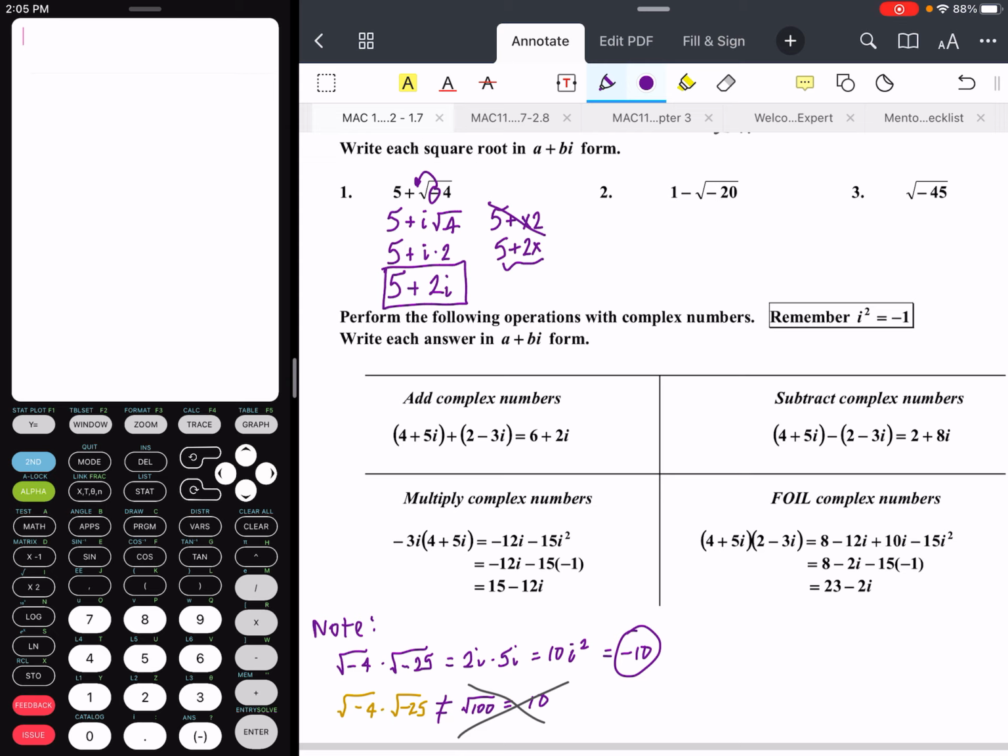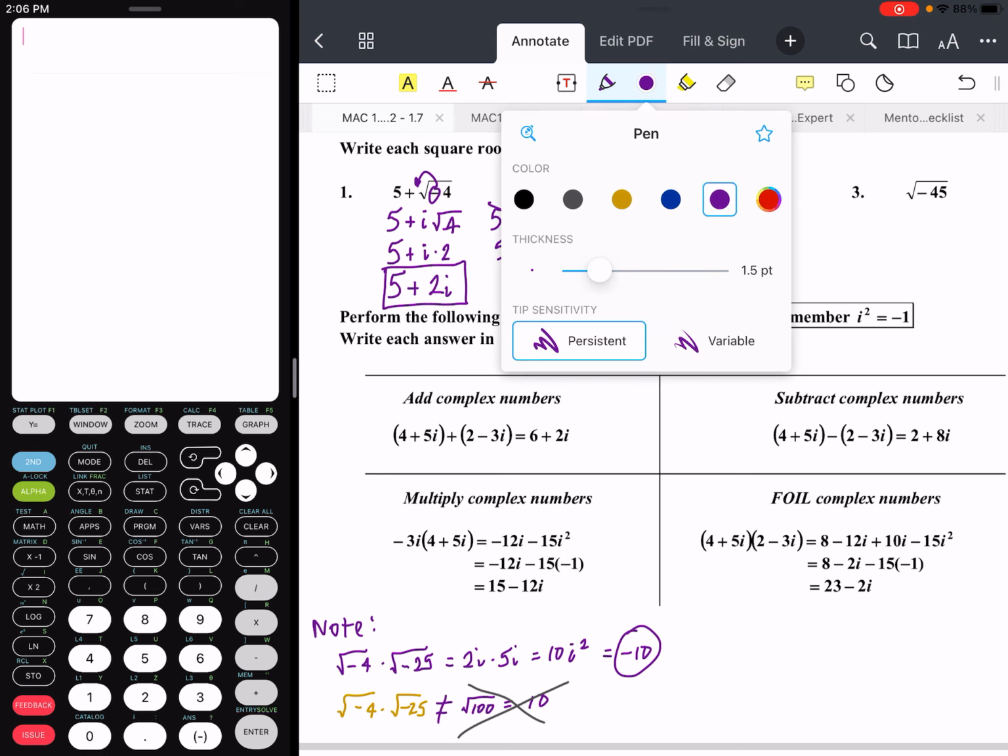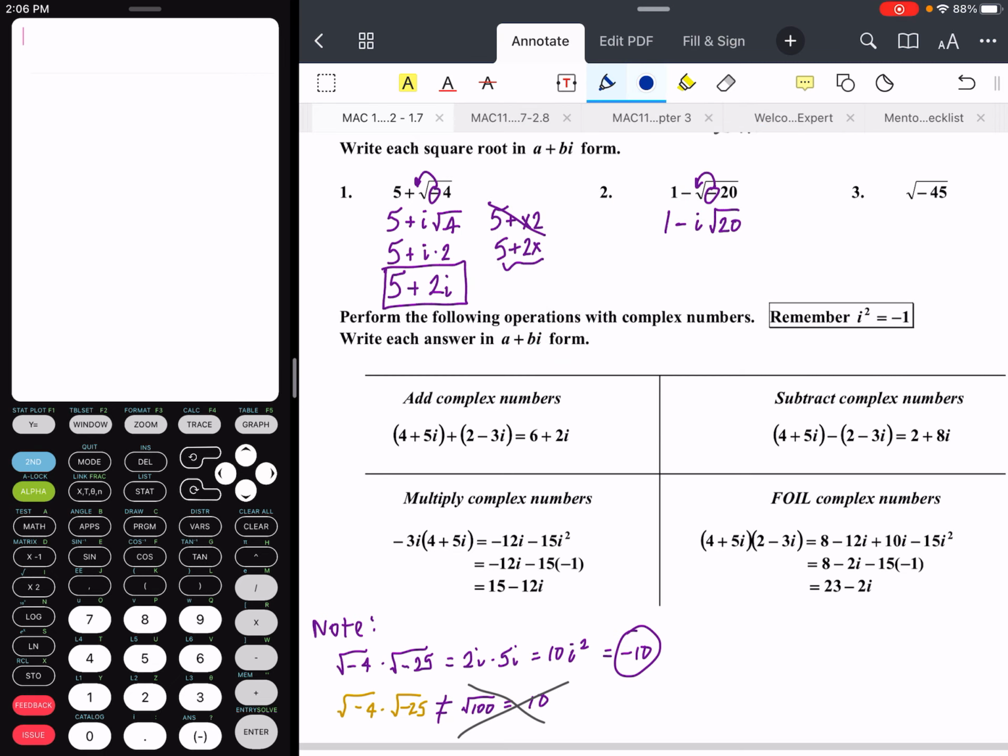All right, next up, number 2, 1 minus the square root of -20. I'm just going to pull out my i first so I don't forget it. So 1 minus, get that i out of there, and then we've got square root of +20. All right, and now I want to break apart the square root of 20. I want to think about any perfect square factors that divide evenly into 20, and 4 comes to mind. So using the product rule, I can rewrite the square root of 20 as the square root of 4 times the square root of 5.